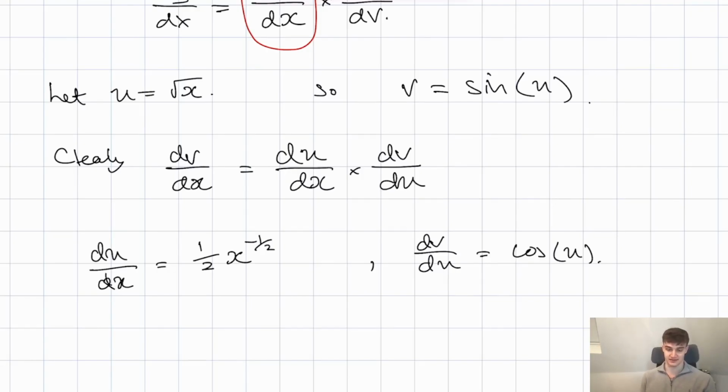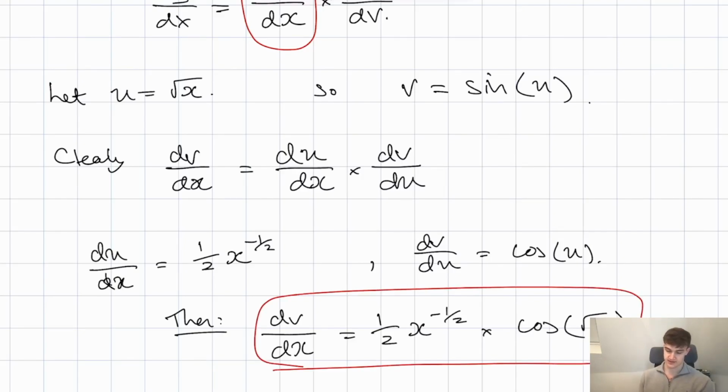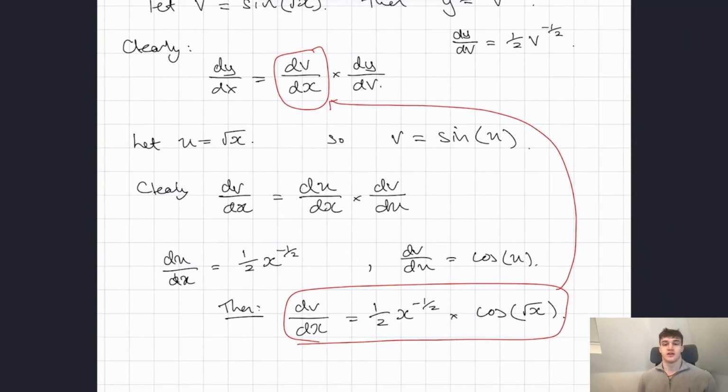So let's put that all together. We get dv by dx is equal to a half x to the minus a half times cos of u. U is root x, so that's going to be cos of root x. So this is just one piece, remember, that goes in to here. Right, so I just had to do the chain rule again because I had a function of a function of a function. Now I am done because I can just put everything together.